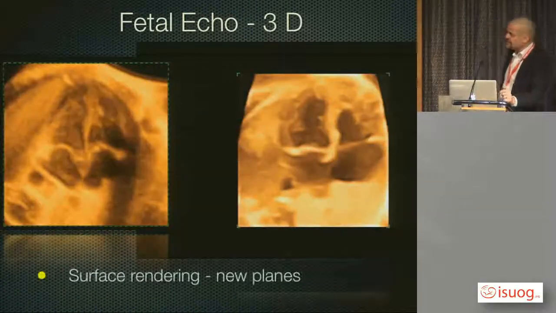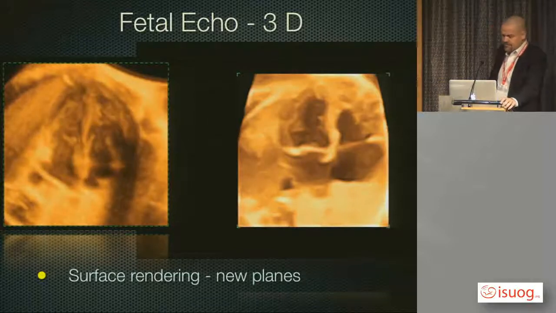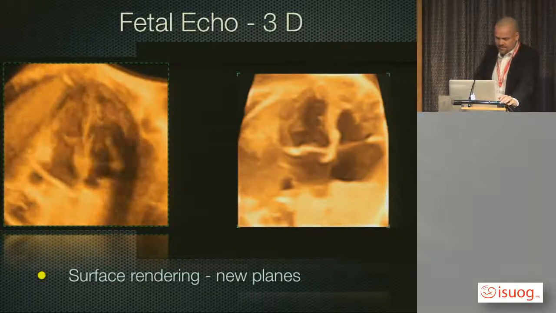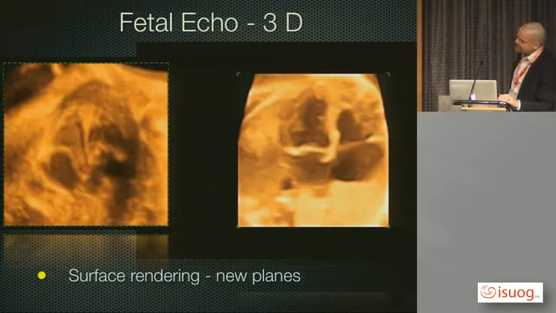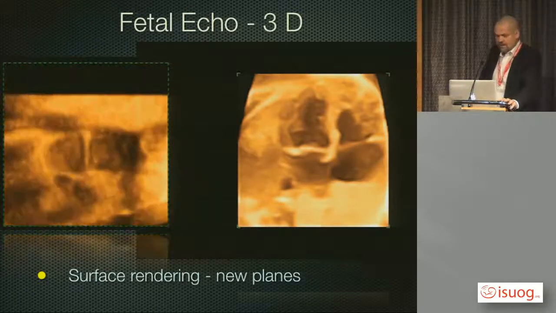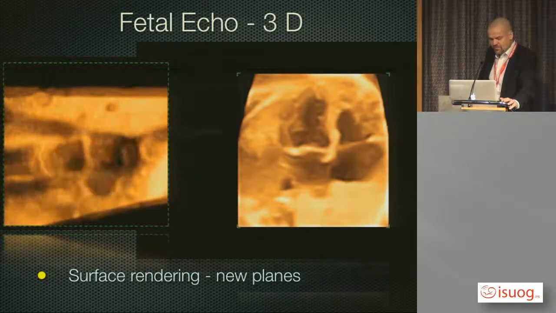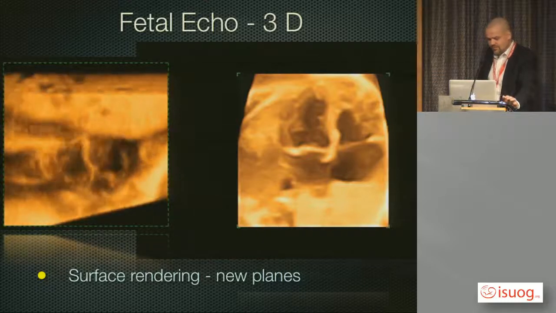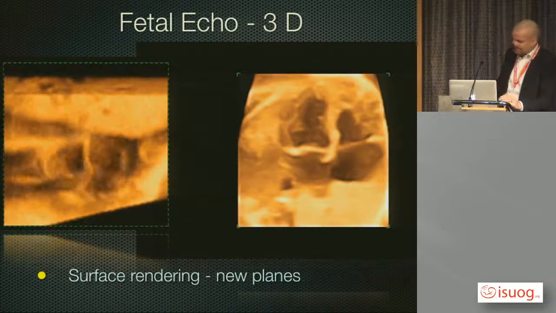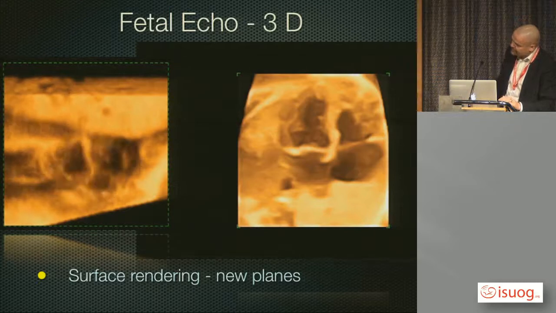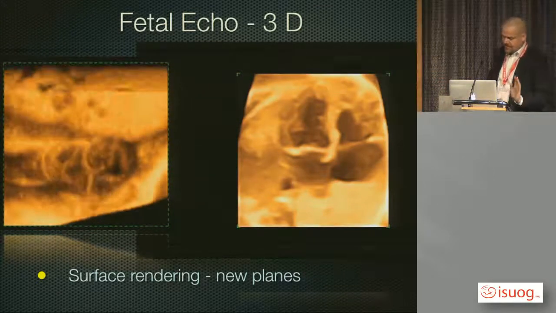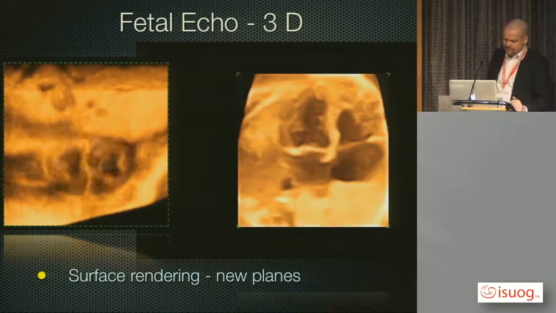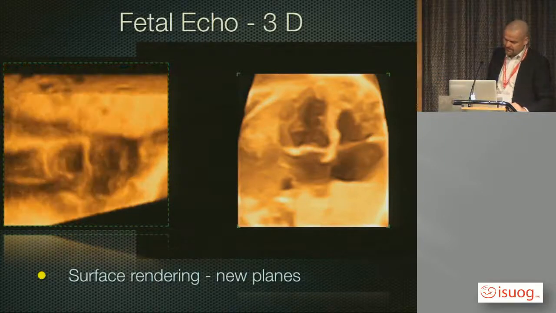And the STIC technology allows us also new planes. First, on the left side you have a four-chamber view, and when you rotate the four-chamber view via the x-axis, we look from below at the AV valves, and you see clearly you have two AV valves: on the left side with 2 leaflets, on the right side with 3 leaflets.